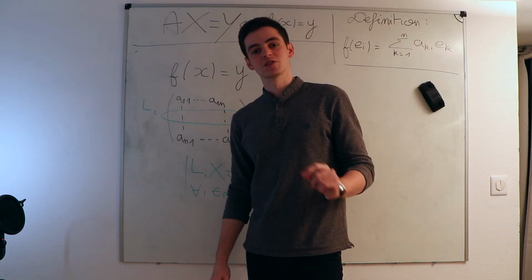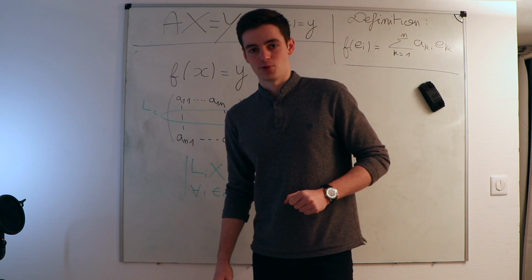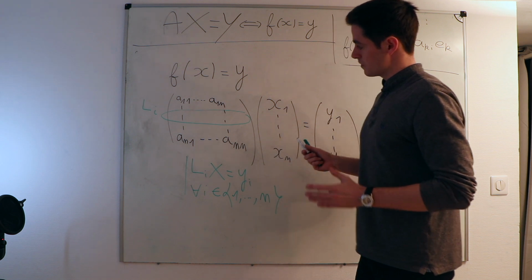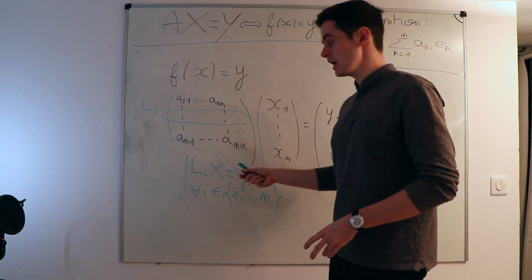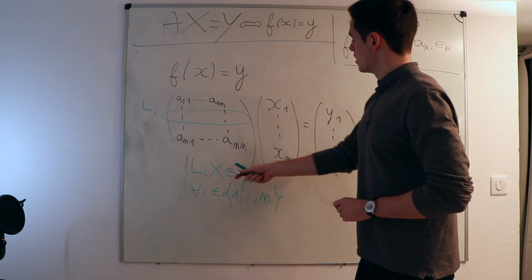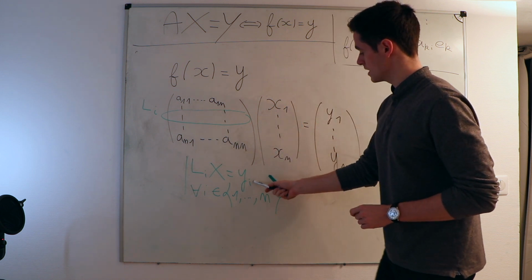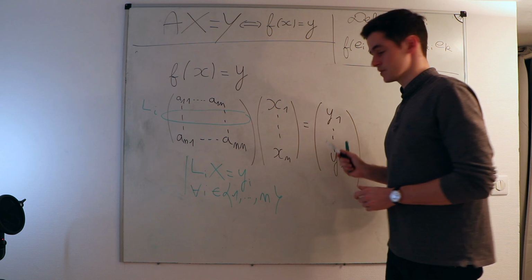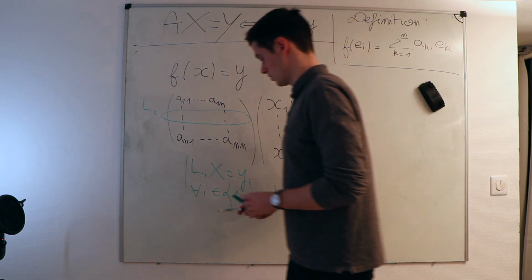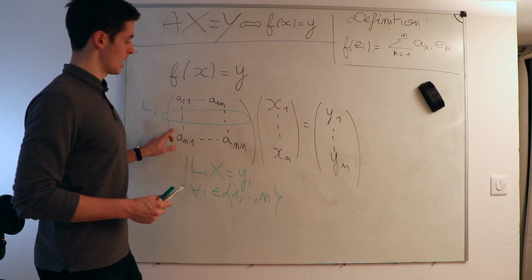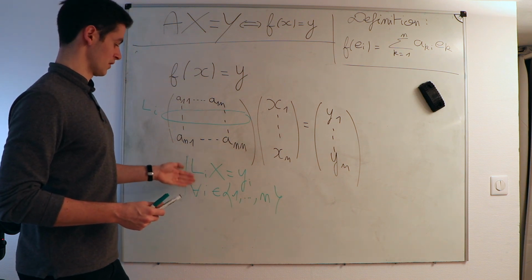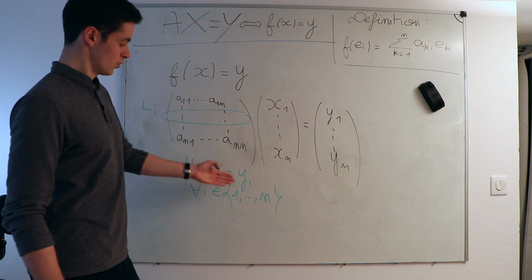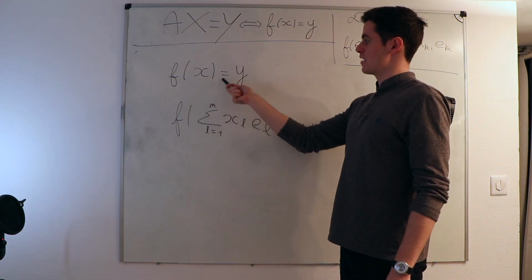Let's prove the reciprocal. Let's suppose that F of the vector x is equal to the vector y. Then let's prove that A times x is equal to y. We just have to prove, in fact, that for all the lines of the matrix A, this line times the column vector x is equal to the same line of the column vector y, that is to say, just a scalar, a coefficient. If we name the lines of the matrix A Li, we just have to prove that for all i between 1 and n, Li times x, which is a scalar, is equal to yi. We've supposed that F of x is equal to y.